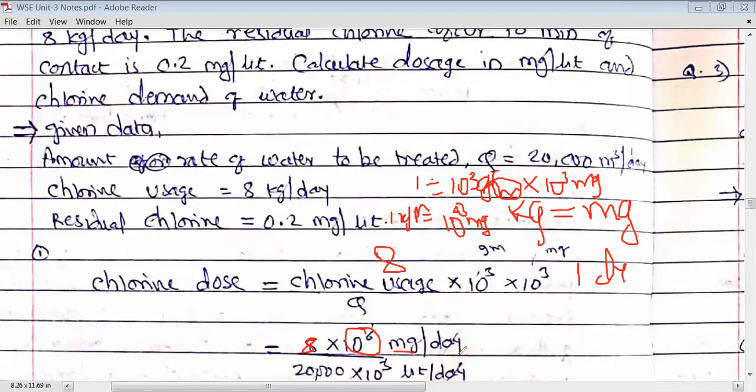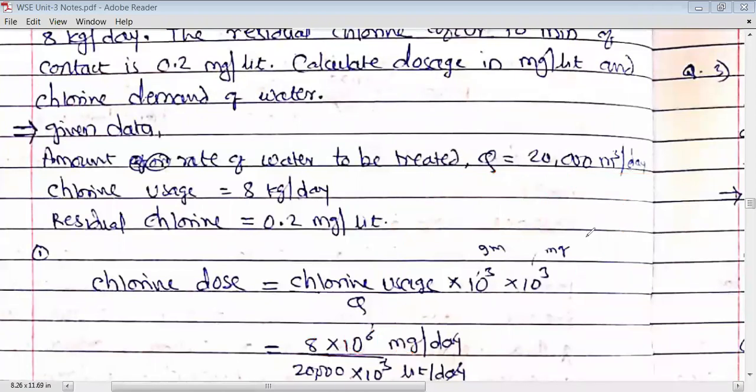8 into 10 to the power 6 mg per day divided by the rate of flow, which is in meter cube per day. This can be converted to liter per day by multiplying by 10 to the power 3. Why? Because 1 meter cube is equal to 1000 liter, or 10 to the power 3 liter. So instead of meter cube, I can write 10 to the power 3 liter.